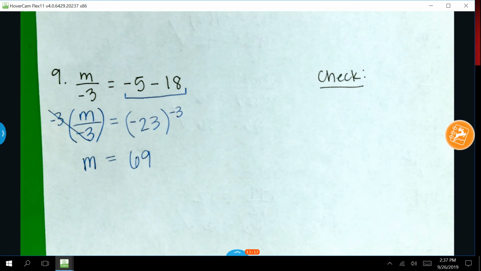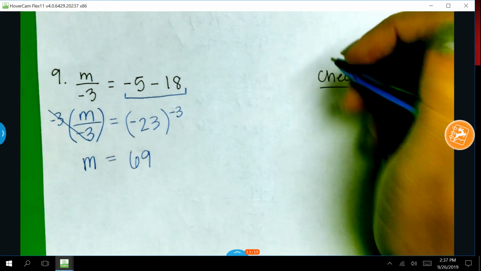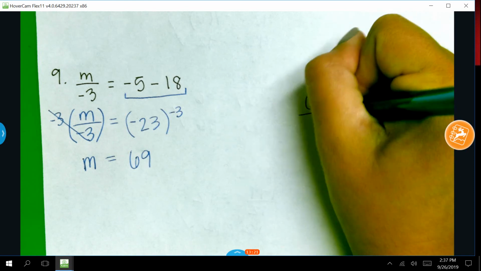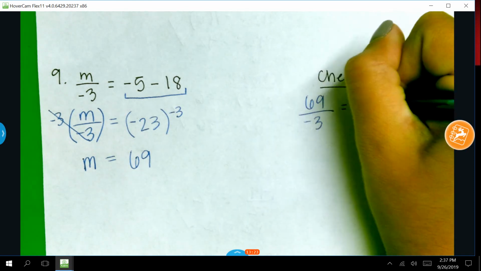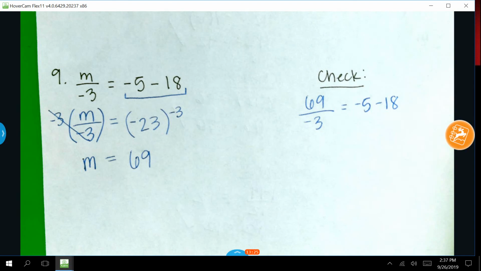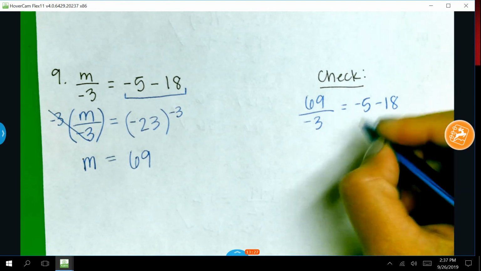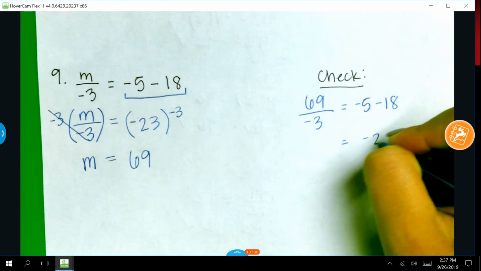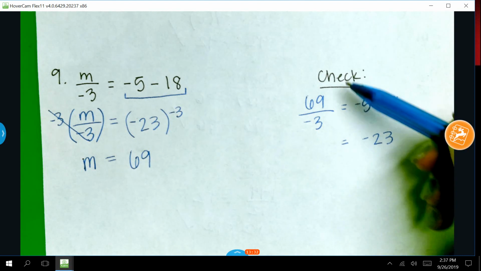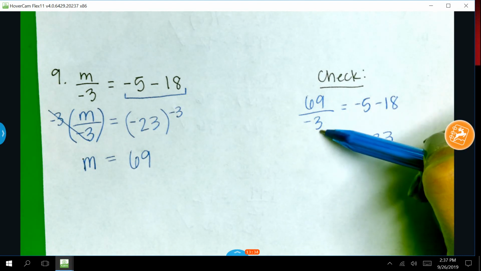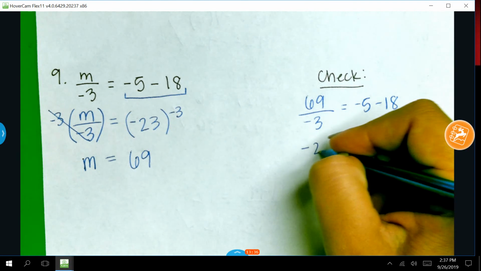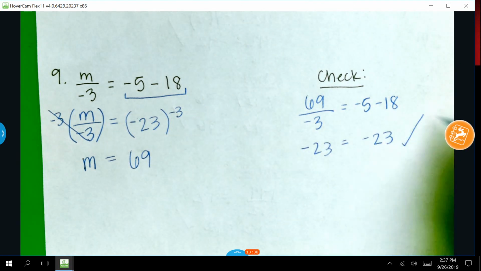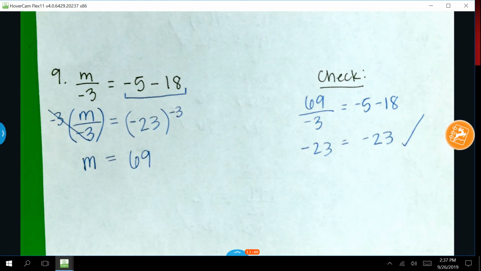Do I need to check it? Yes. So I'm plugging it in. I have 69 over negative 3 equals negative 5 minus 18. I already know that negative 5 minus 18 is negative 23. But now I need to divide. So what do I get? Negative 23. Questions? Are we good? Okay.